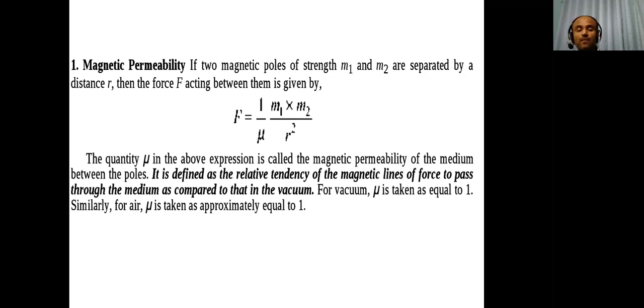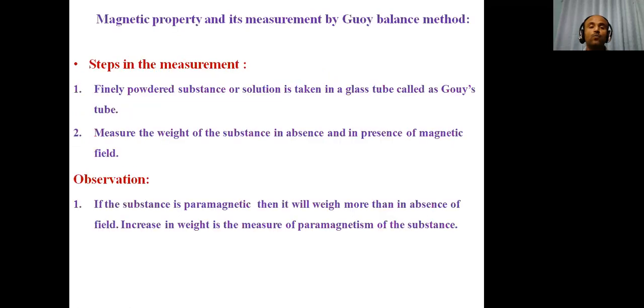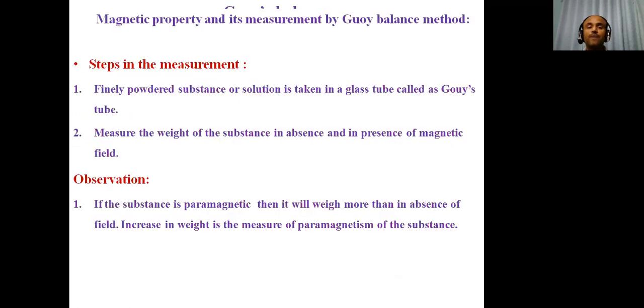Similarly for air, mu is taken approximately equal to 1. Now we will go for the Gauss balance method that is used for the measurement of magnetic property. So the magnetic property of a substance depends on the number of unpaired electrons present in it.